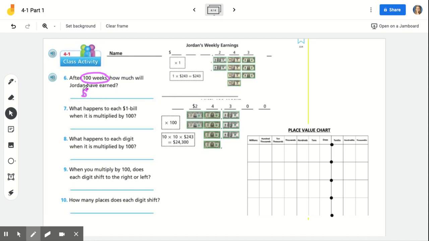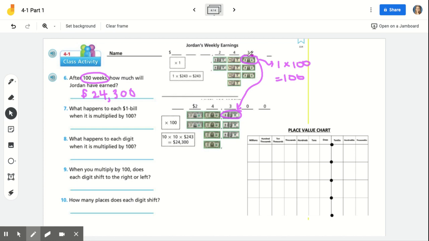So for number 6, let's use the book's visual. $24,300. Don't forget your dollar sign and your comma. Number 7 asks, what happens to each $1 bill when it is multiplied by 100? Again, let's just take a look at this $1 bill here. If I want 100 times as much as this $1 bill, I would multiply my $1 bill by 100, or I would create 100 $1 bills. And again, I would be able to exchange it. That would mean I would have $100. And instead of having 100 $1 bills, I can exchange it for one $100 bill.